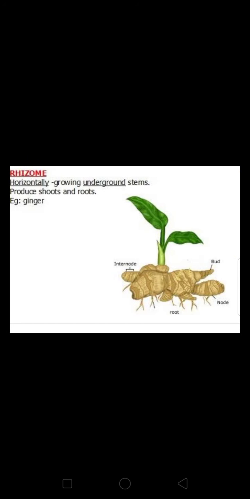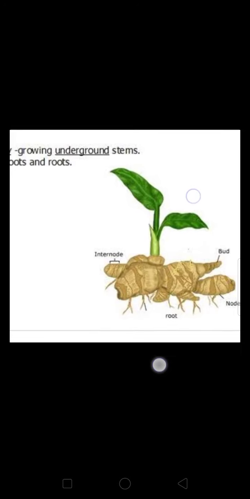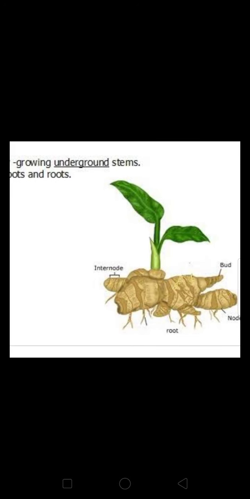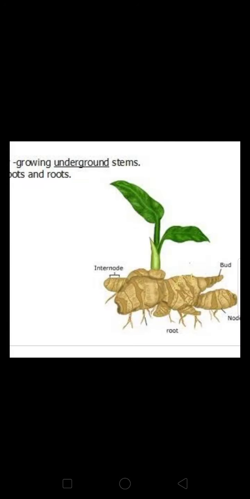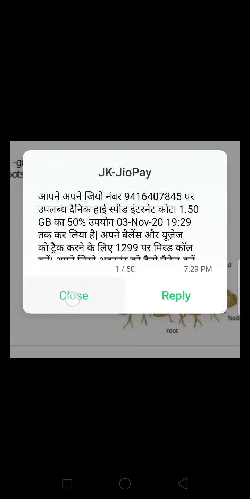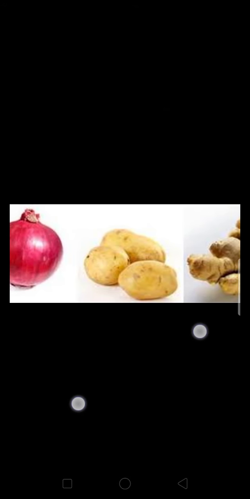Similarly, ginger is also an underground stem. You can see here from the ginger the roots and the buds arise. This is a stem, and from the downward side the roots arise from this stem. So ginger is also an underground stem. It also stores food. The third one, you can see here, is the stem that stores food. Examples are onion, potato and ginger.